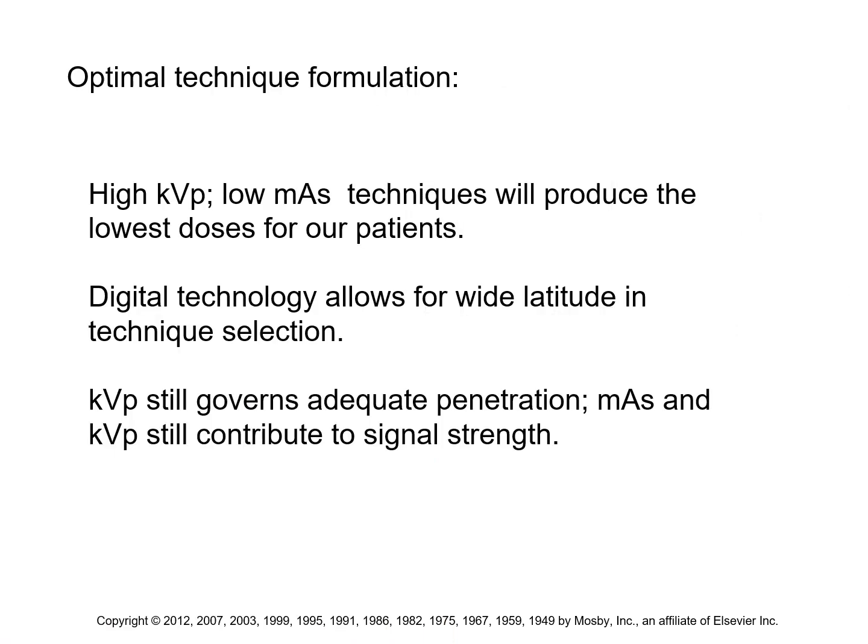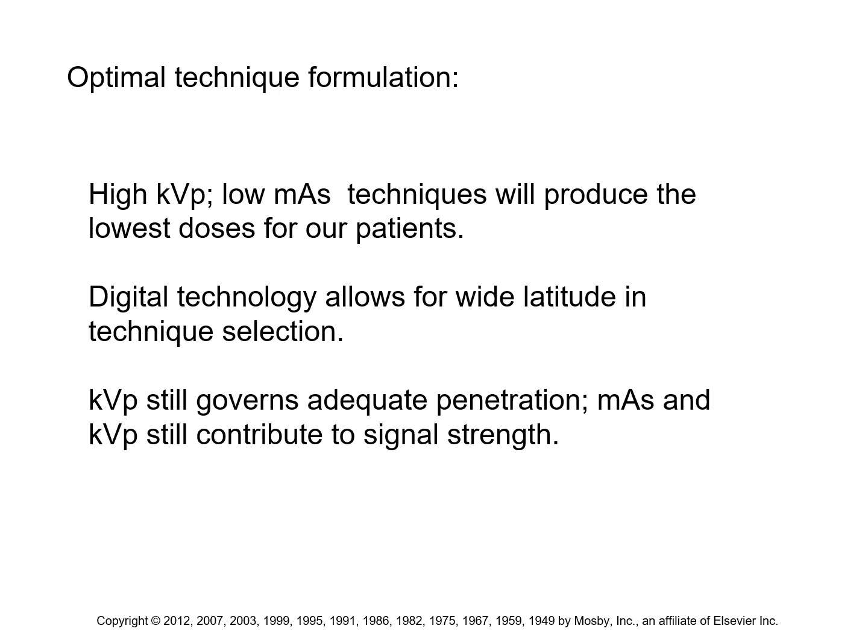All right, so how do we formulate techniques? What's going to be a good strategy for you as you first start setting techniques in the digital age? Well, we know that mass is equivalent to dose for our patients. But kVp is just penetration power. Yes, it increases scatter radiation, but we have methods to clean up the scatter radiation. So in general, high kV, low mass techniques are going to be optimal. We're going to get an image with the least amount of dose to our patients.